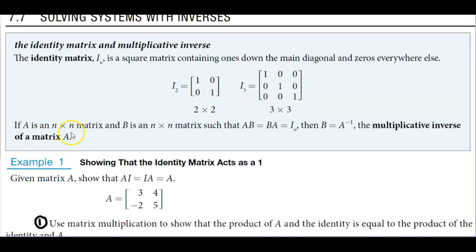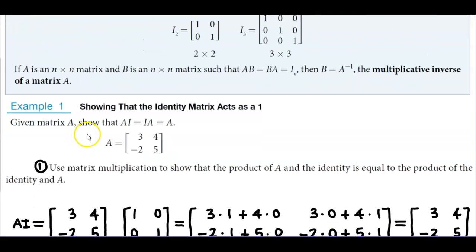Now, if A is an n by n matrix and B is an n by n matrix, such that A times B is equal to B times A, which equals the identity matrix, then we could say that B is equal to A inverse, the multiplicative inverse of matrix A.